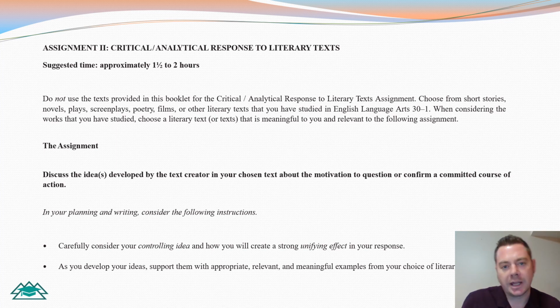So looking at the critical analytical assignment from the same semester here, you can see how it's laid out. Right off the bat, it tells you, do not use the prompting texts for the personal response. You can't do it right there. And then they say here, pick something that you've studied in class, essentially. And then we've got the assignment, and you can see how the topic differs. Discuss the ideas developed by the text creator in your chosen text about, again, always starts that way, the motivation to question or confirm a committed course of action.